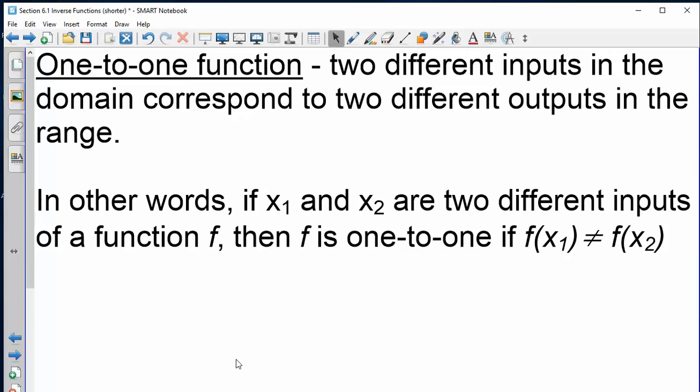First thing I have on here is just a definition. We're talking about one-to-one functions. A one-to-one function is one where two different inputs in the domain correspond to two different outputs in the range. In other words, if it is one-to-one, every x value gives you a different y. Or you could say, if it's one-to-one, y never repeats. We know if it's a function that x doesn't repeat. If it is one-to-one, y doesn't repeat.